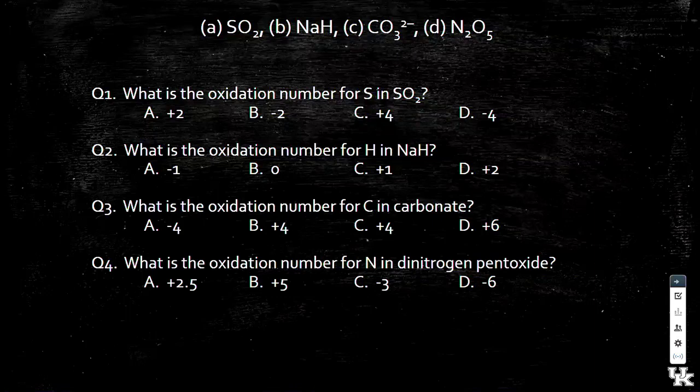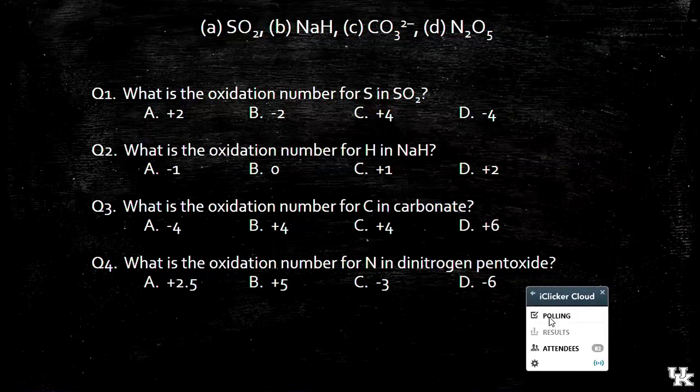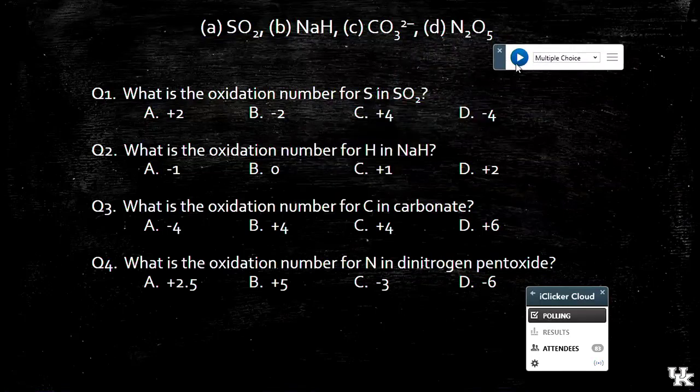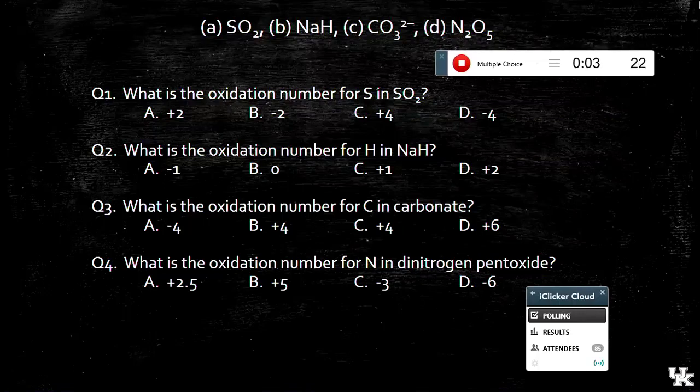So for question number 1, I want to see how long it's going to take, so we'll give you 2 minutes on the first one. And then maybe the next one we'll cut it down a little bit in time. For question number 1, what is the oxidation number for sulfur in sulfur dioxide? Your choices are A is +2, B is -2, C is +4, D is -4. If you've listened to the lecture, you should be able to get this one. And instead of flipping back to the rules, there are your rules right there for oxygen.